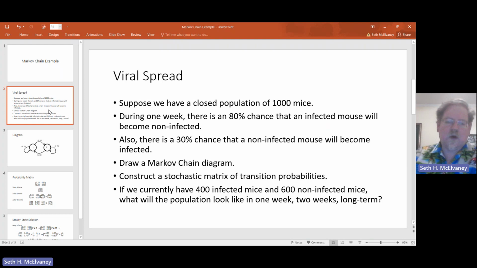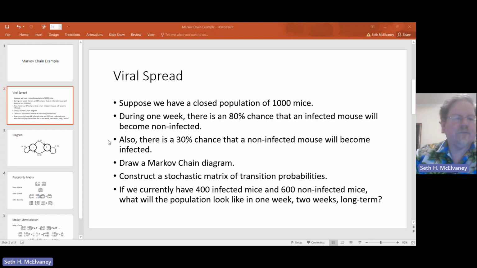All right, and so one task that we have, we're going to draw a Markov chain diagram. We're going to construct a stochastic matrix of transition probabilities. And then we're going to answer some questions. It says if we currently have 400 infected mice and 600 non-infected mice, then what will the population look like in 1 week, in 2 weeks, and then in the long term?